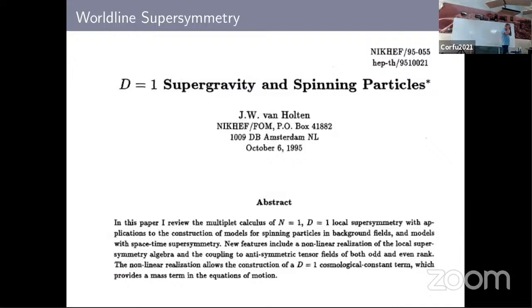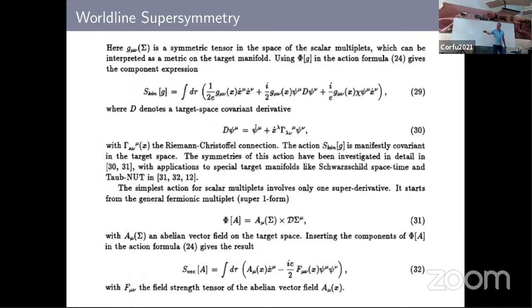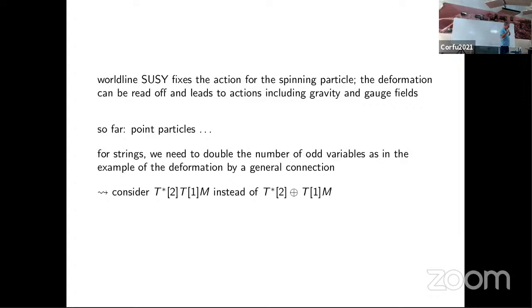If you wonder how you can get a guideline on which deformations to choose, you can take a look at the spinning particle. With worldline supersymmetry, there is a paper by Van Holten. It writes down the most general action which has this worldline supersymmetry. And from the terms that you have here, you can immediately read off the deformation, plug it into the machine, and it will give you gravity theory and also coupling to gauge fields. So it looks like worldline supersymmetry fixes the action. And a spinning particle is so demanding on the background that it requires a gravitational action that's compatible with the Einstein-Hilbert action. Right. Anyway, so far this was about point particles.